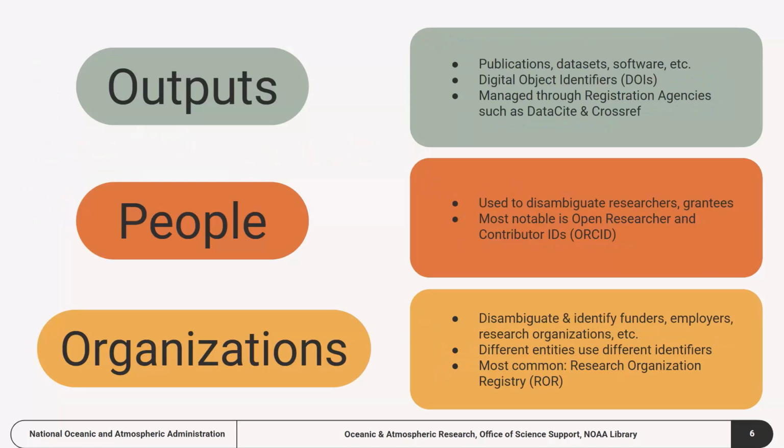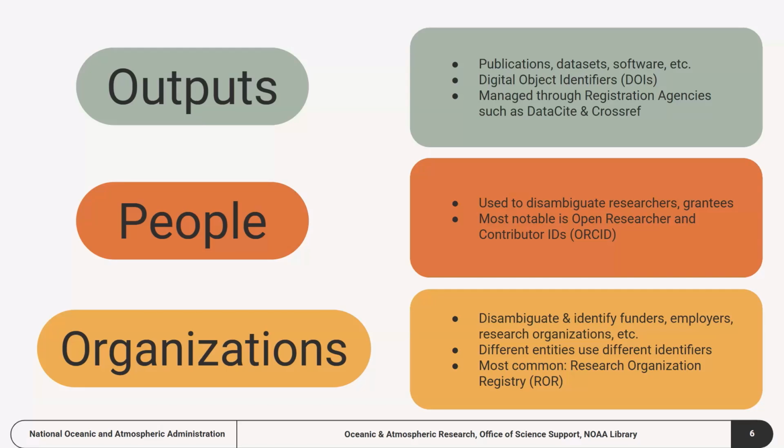So there's three main types of identifiers. Again, we've gone over this. This is a lot of rehashing, but I want to make sure we're all on the same page here. So we have persistent identifiers for outputs, so publications, datasets, software, code. Typically, these are DOIs. I'm pretty certain everyone's familiar with the DOI and what it looks like. And these are managed through things like DataCite and Crossref.